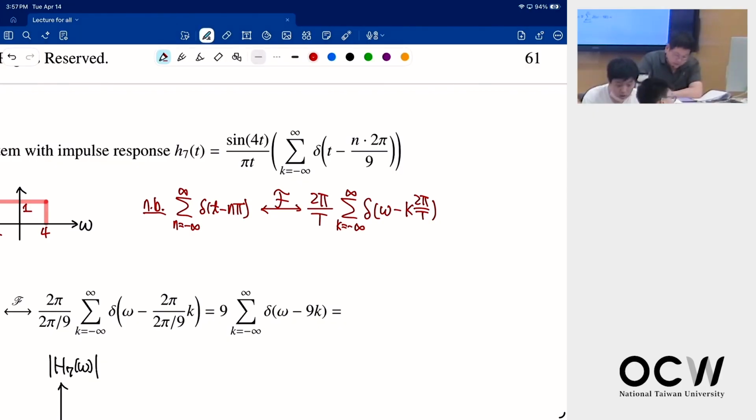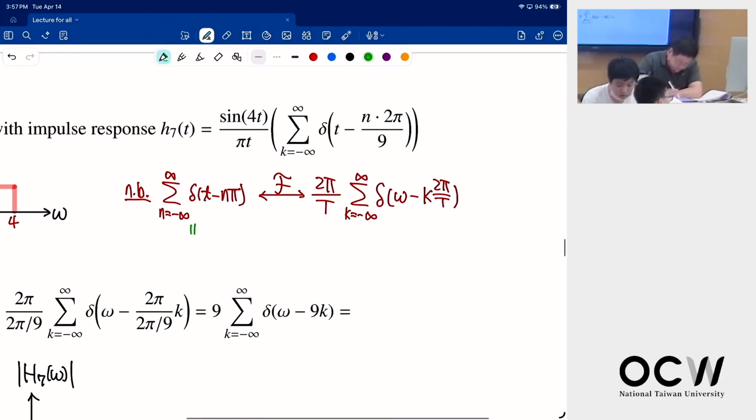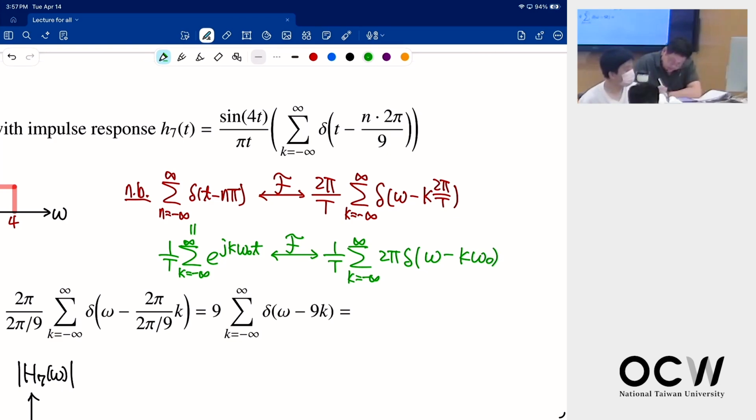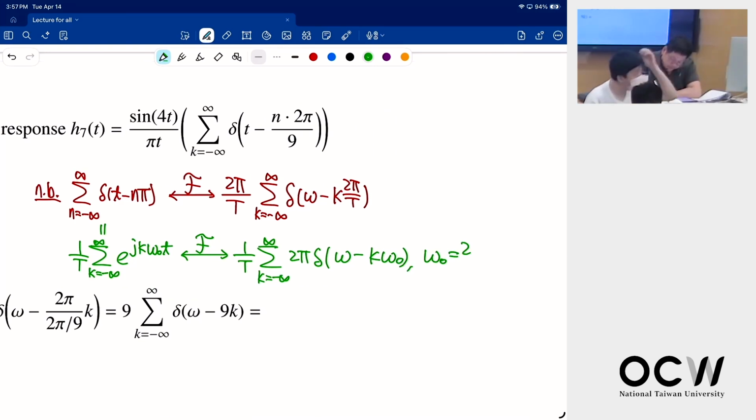Okay. You can also think this is, if we express that in Fourier series, e to the j k omega naught t. 1 over T, the coefficient is 1 over T. So it's 1 over T, sum over k equals minus infinity to infinity, 2 pi delta function, omega minus k omega naught. The omega naught is 2 pi over T, the fundamental frequency.